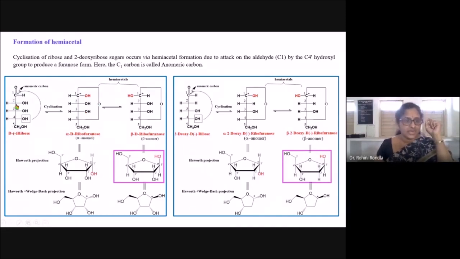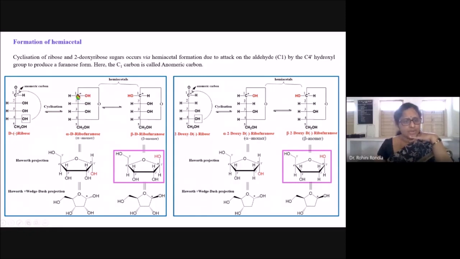But here we are taking this ribose sugar. On cyclization, by the attack of the OH group at the 4th carbon on the aldehydic first carbon, it gives cyclic structures called hemiacetals, or anomers, or furanoses. And in this, if the hydroxyl group at the first carbon, this is the anomeric carbon, is on the right-hand side, we give the name alpha.